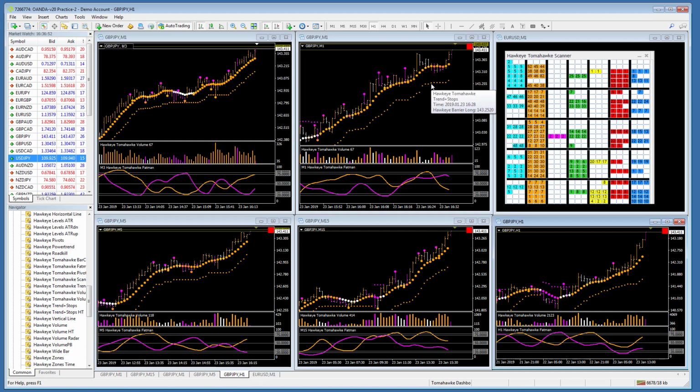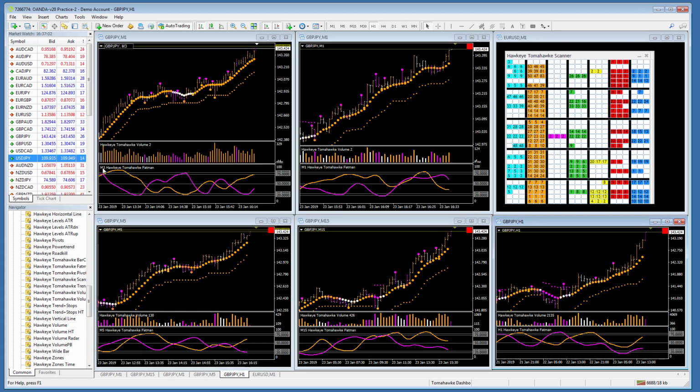Okay, so the Tomahawk scanner, the Tomahawk Fatman, is also multiple time frame, so you can see it can be loaded on an M3 chart, as can all the other tools. This is not an offline chart. This is a live chart, which is demonstrating and showing a non-standard time frame.